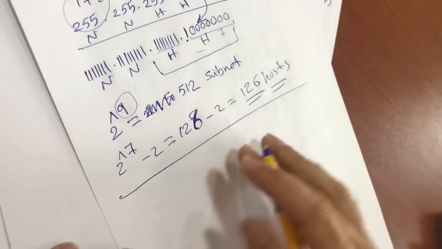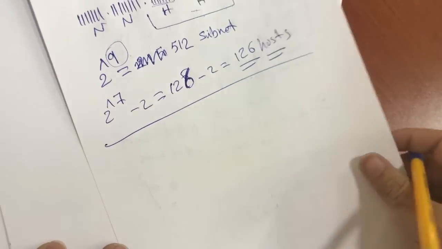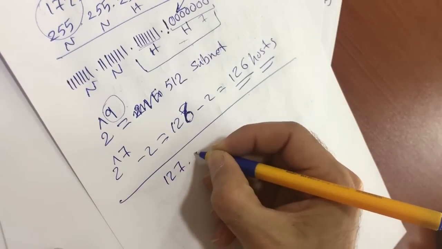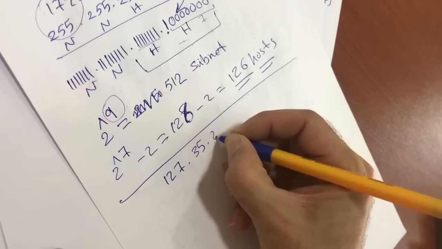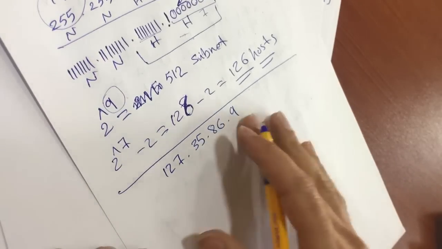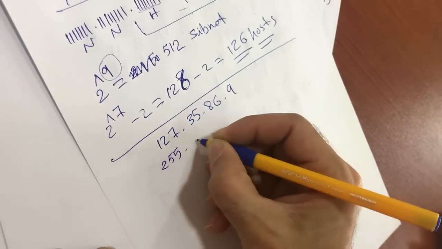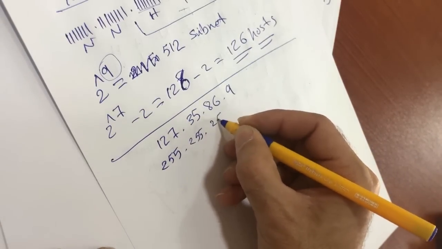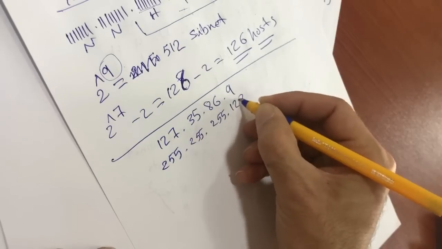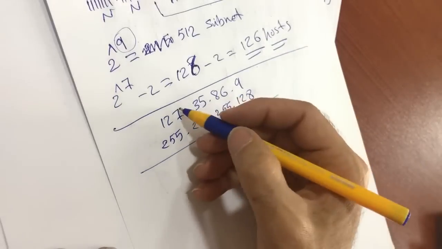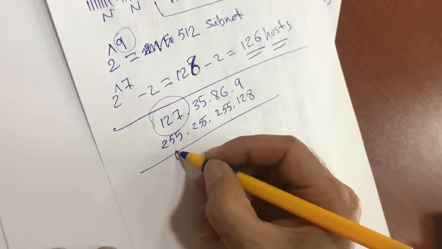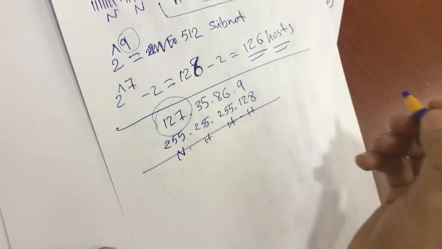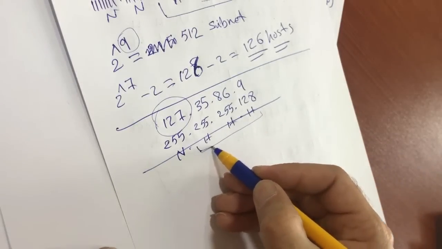And if you have another example for class A, for example, I have 127.35.86.9 and I have a subnet mask like this. I will use the same subnet mask and let's see what number we get. As I said, this is class A, so we have one network portion and the rest will be hosts, so all the work will be here.